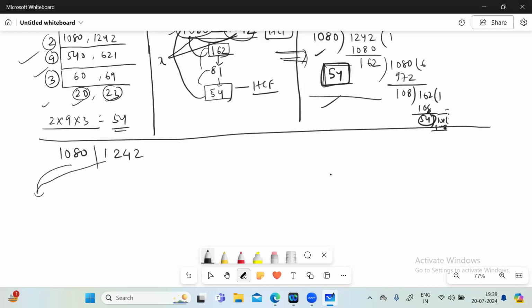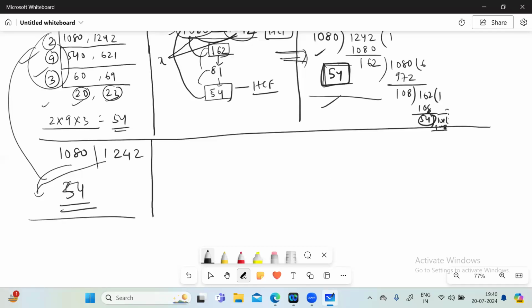So I know that both of these two numbers are divisible by 2 and 3. So I'll directly fetch 6. Whatever will be left, then I'll again, well, this is the same method that I have already taught you here. So with this, you will be getting 54.